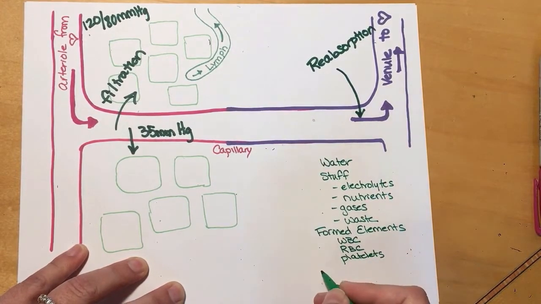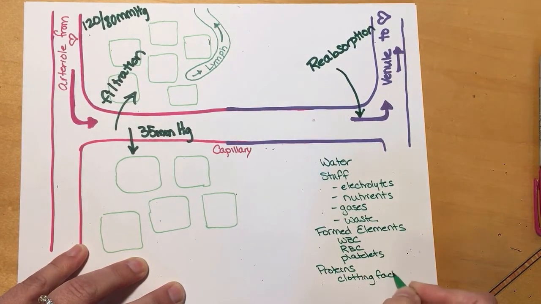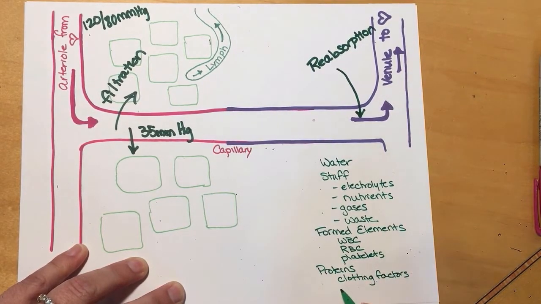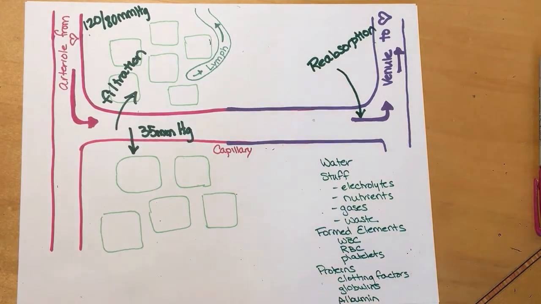And then we also have proteins. So some of the proteins in your blood are clotting factors that help the platelets clot. We also have globulins. So when you talk about antibodies in your blood, that is a type of globulin. And we also have something called albumin, which is a plasma protein that is produced by the liver. So we have a lot of stuff in the blood.